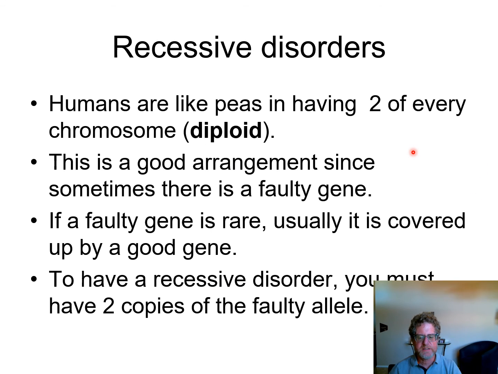All right, recessive disorders. So there are some disorders in humans and plants as well, but humans is sort of an easier one to look at, that follow Mendelian inheritance. And so if you have 2 copies of a faulty gene, you have the disorder. If you have 1 good gene and 1 bad gene, the good gene covers up the bad gene. So that's why it's nice to be a diploid organism and have 2 copies of every gene.